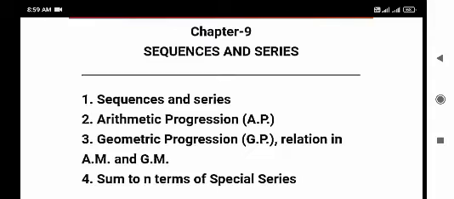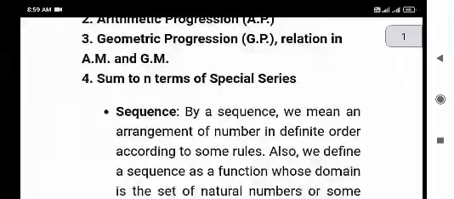First is the introductory part. What you have to study in this chapter is sequences and series, arithmetic progression, which you already studied in class 10th, then geometric progressions, relation between GM and AM, and sum to n terms of special series, right? We are discussing some basic formulas here in this video.